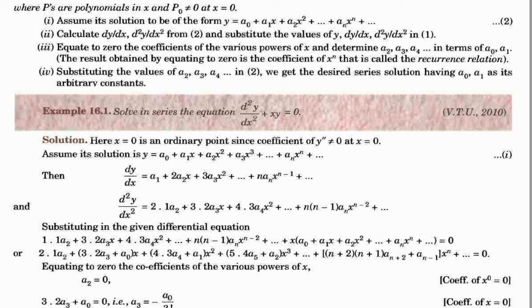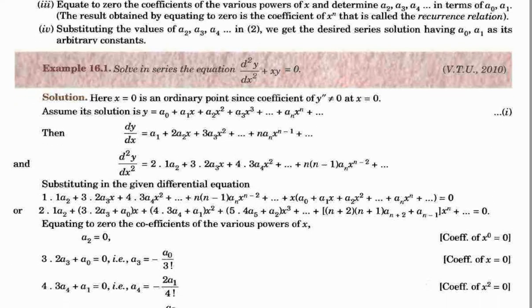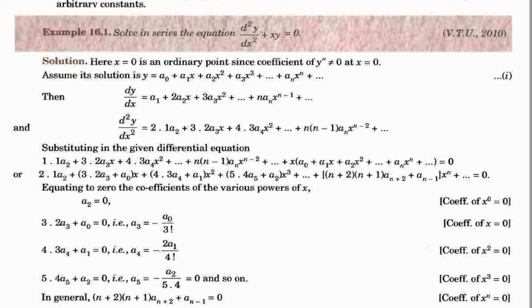After writing that one again, you are equating to 0 here. I'll highlight it. So you are equating to 0 the coefficients of various powers of x. Now see what is the constant term here, that is 2a2. So this 2a2 must be equal to 0, and hence a2 must be 0.